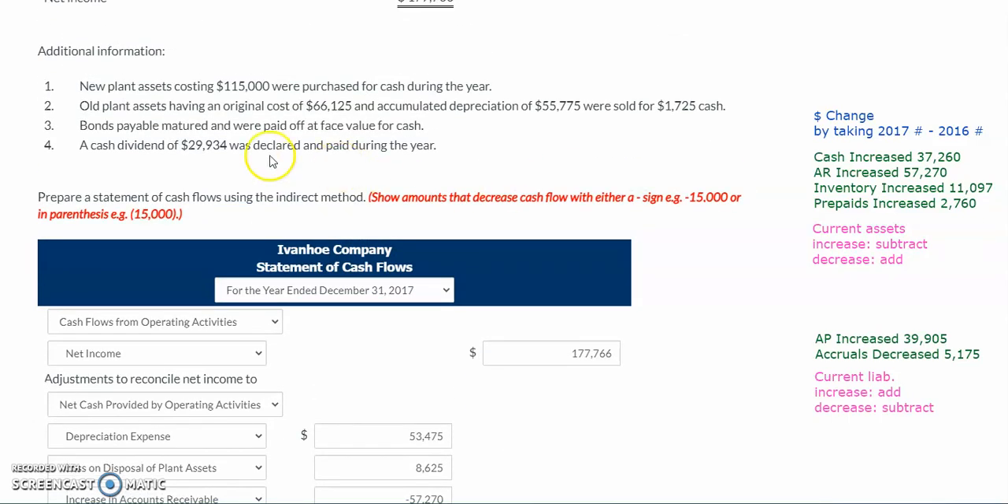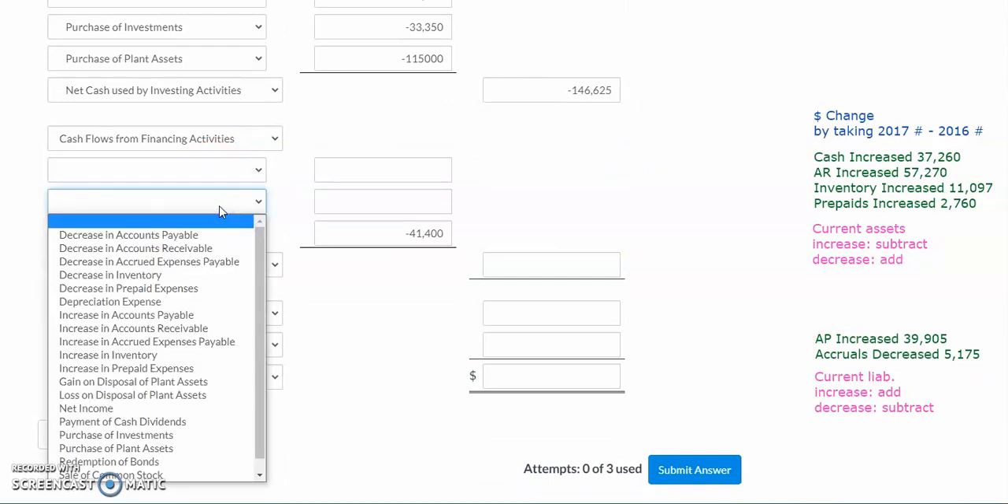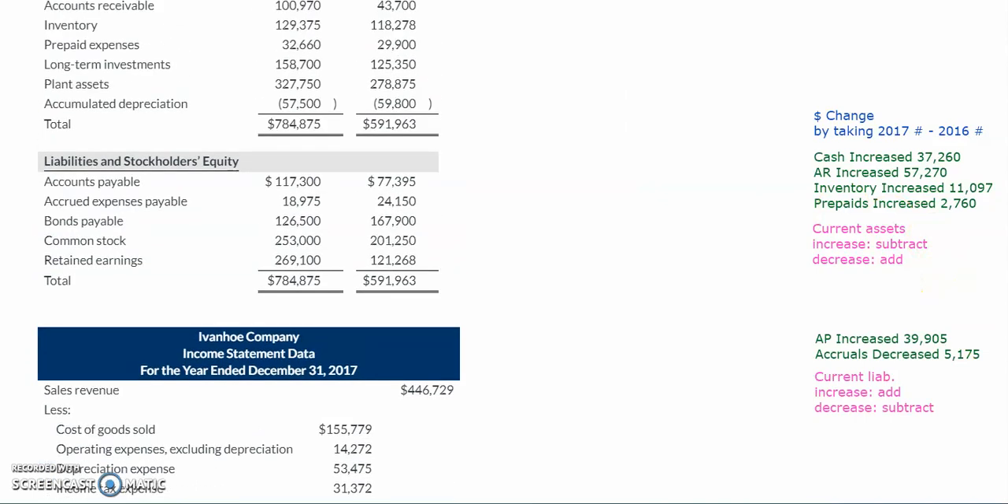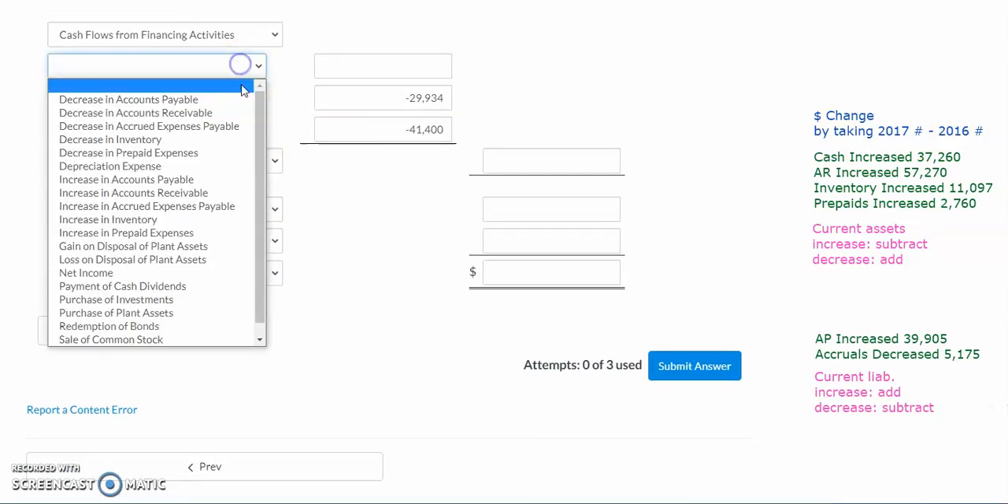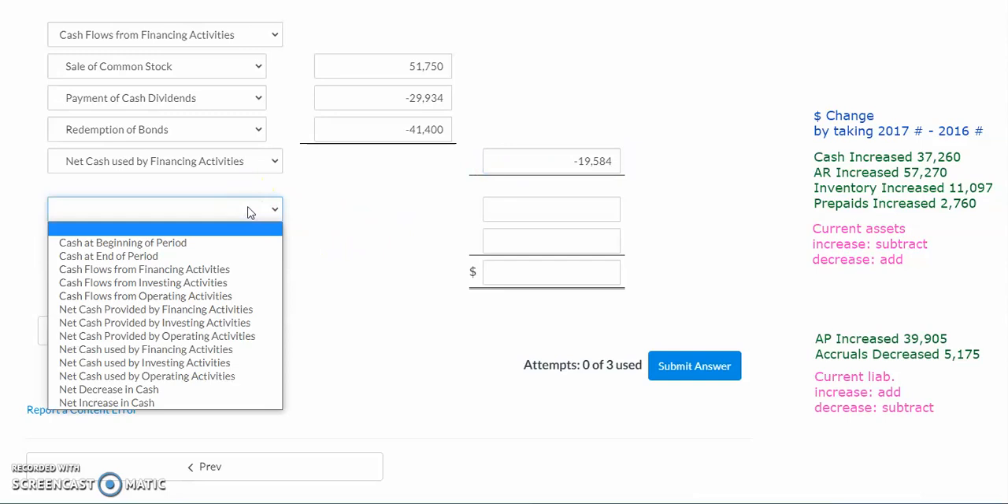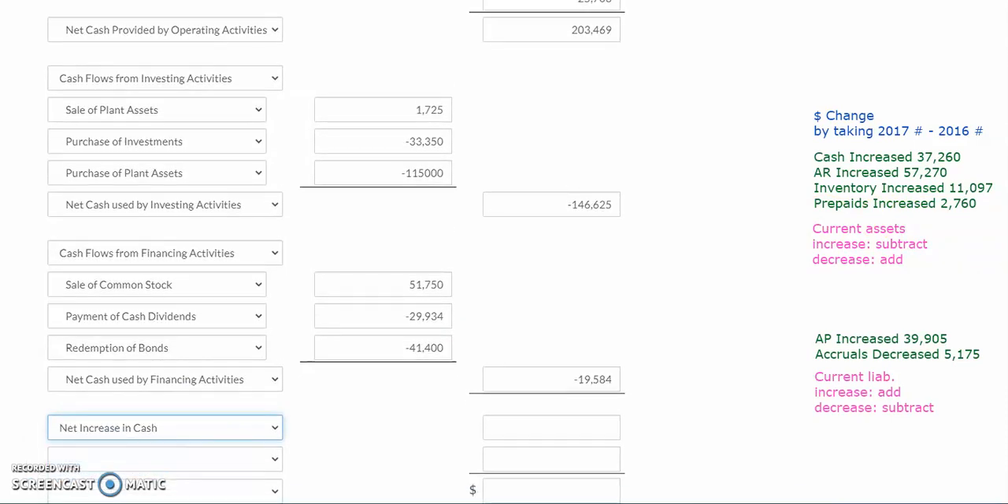We also notice that there is a cash dividend that was declared. So that is also going to be a payment of cash dividends, negative. And we also look back at our balance sheet and notice that our common stock increased. So there was an issuance of common stock, also referred to as a sale of common stock. So that will be an inflow. So the net change is going to be $19,584.